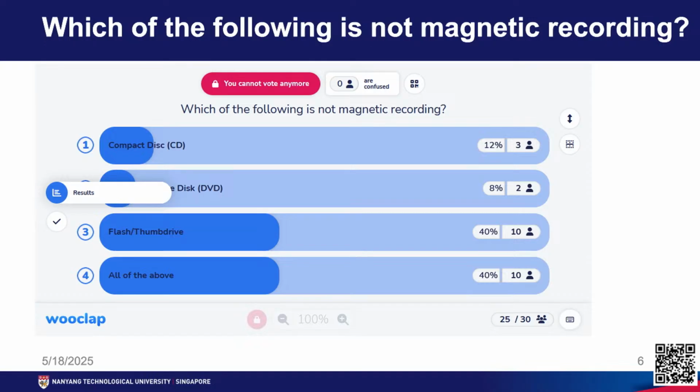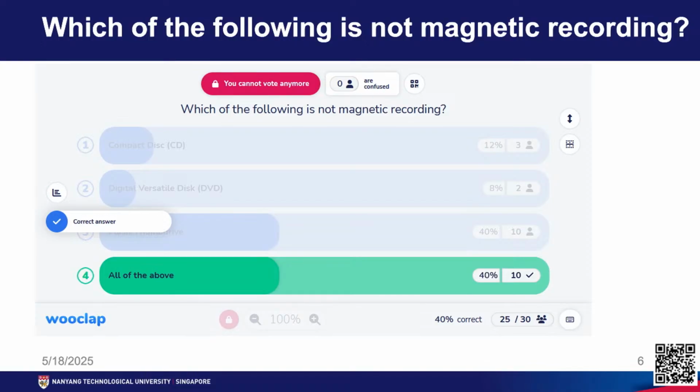Okay, so only 10 of you are right, and the correct 10 is this. None of these which I have listed belong to magnetic recording. Quite often people think that CD is magnetic recording or flash is magnetic recording. First, I want you to go away with the knowledge that none of them is magnetic recording.